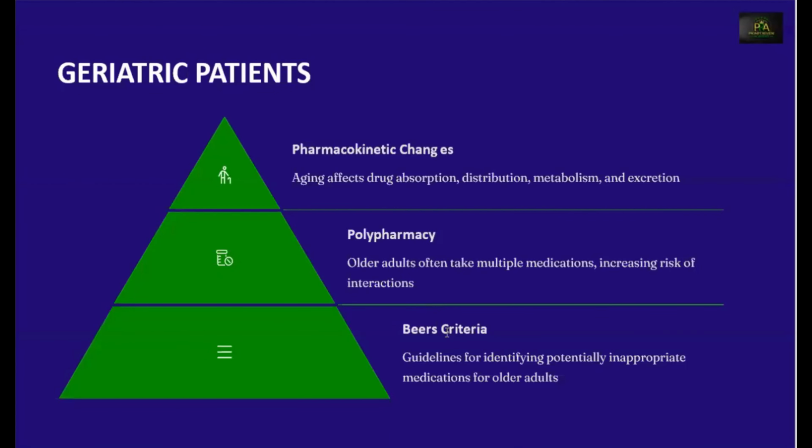Then you need to know the Beers criteria. The Beers criteria is a guideline that identifies potentially inappropriate medication for old people. For example, instead of giving the patient Benadryl, which is a first generation antihistamine, you can give the person Claritin, loratadine, so a newer generation. So it's so important to know the Beers criteria.